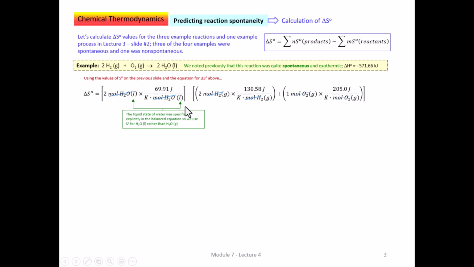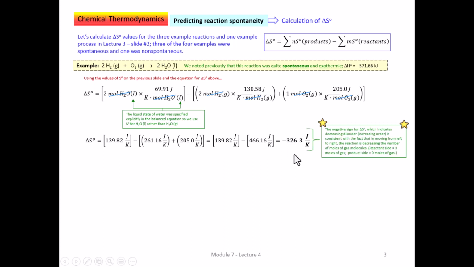When we cancel out units here, we're left with joules per K, and if you do this carefully, you take 2 times 69.91 and leave it in this bracket, 139.82, and then you subtract the sum of these two, so we have subtracting here the sum of those two. So basically we have 139.82 minus 466.16, or minus 326.3 joules per K. Now the minus sign means that we're creating order, or in other words, we're producing less disorder.